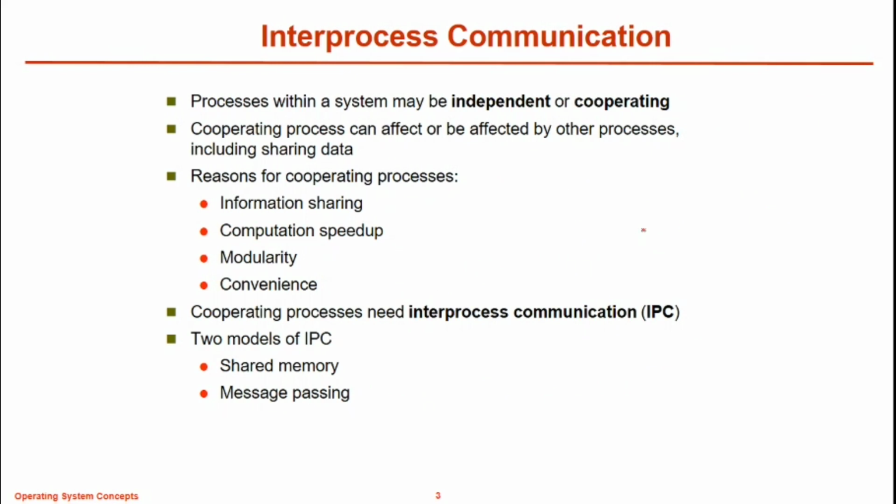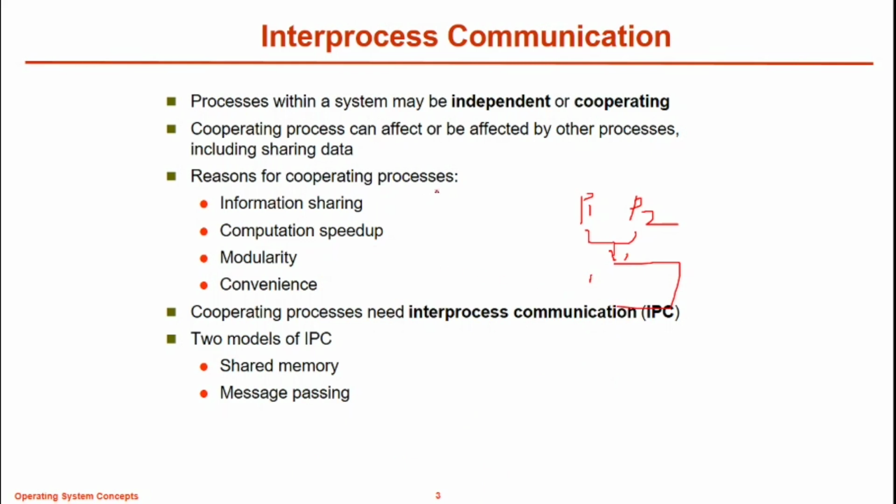Inter-process communication. Processes within a system may be independent or cooperating. Cooperating processes can affect or be affected by other processes, including sharing data. So there will be two processes which are cooperating and sharing the same resources, so one will be affected by the other process also. These are processes which share the same resources.